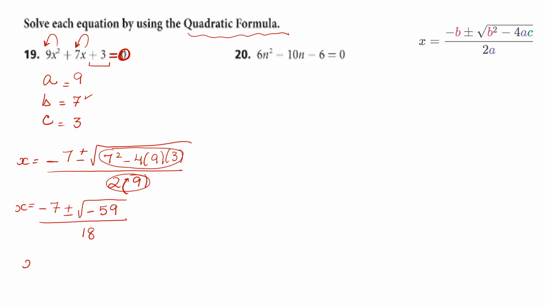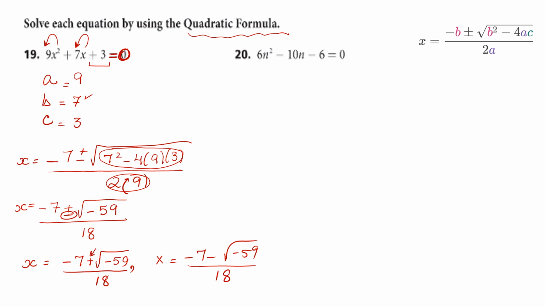Now write down x equals to minus 7 plus or minus the square root of minus 59, over 18. One time write it with the plus sign, and one time you write the same thing with the minus sign, and the remaining thing as it is.